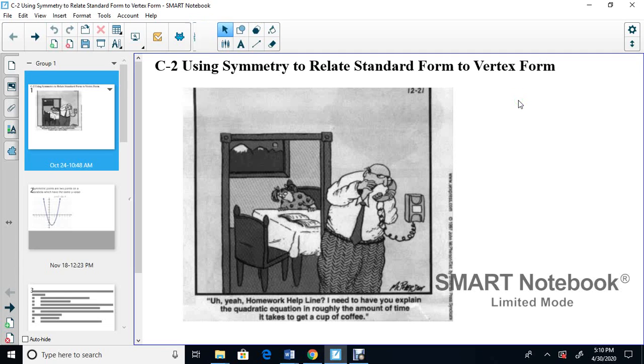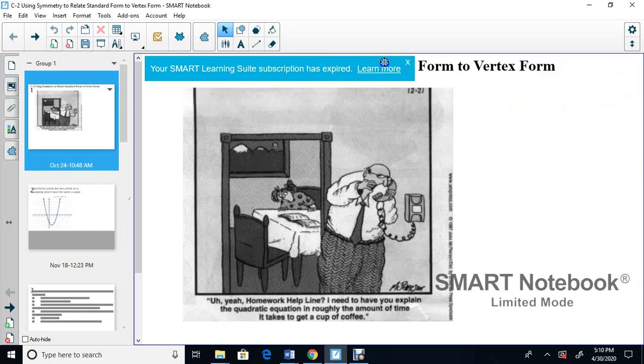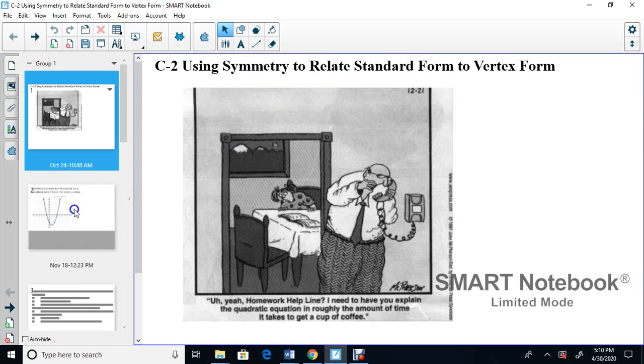Okay, so this time we're going to graph using symmetric points. For this lesson, we'll use symmetric points, and we're going to use those to find the vertex. Okay, so let's take a look here.